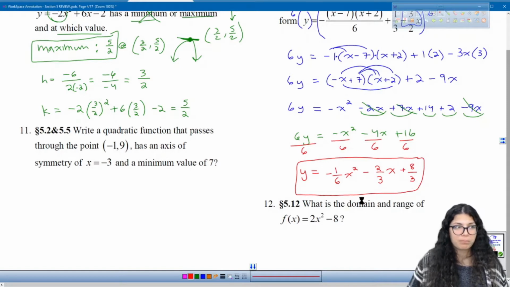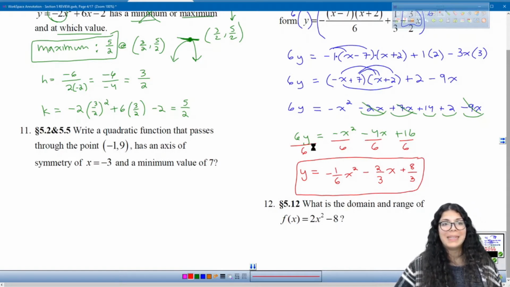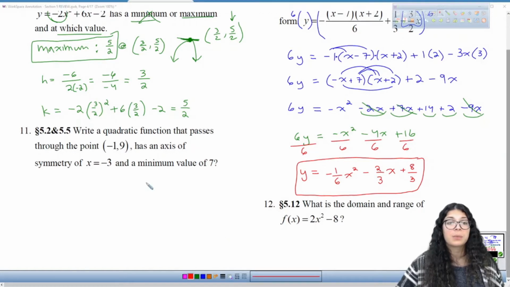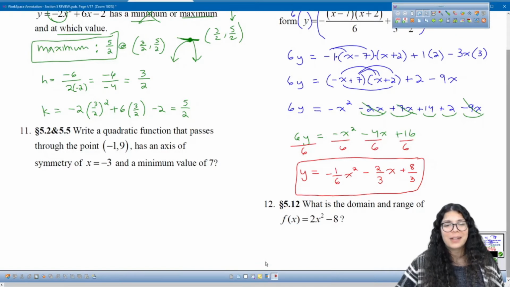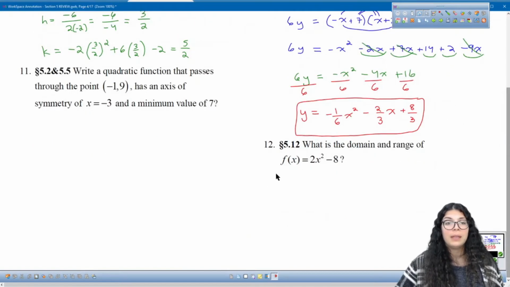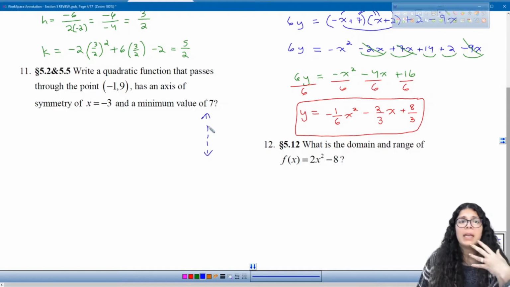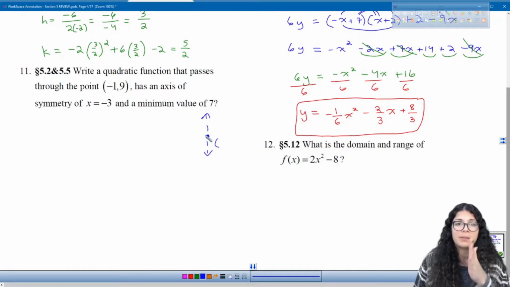All right. Let's go ahead and move on to number 11. So on number 11, we need to write a quadratic function that passes through this point, has an axis of symmetry of x equals negative 3, and a minimum value of 7. Now this is actually kind of a trick question because they give you the vertex right away. You might not think that they give you the vertex, but they give you the x value of the vertex. How do I know that? Well, the axis of symmetry, right, is a vertical line down the x value of the vertex. So that means that if this is the line x equals negative 3, the x value of the vertex is negative 3.